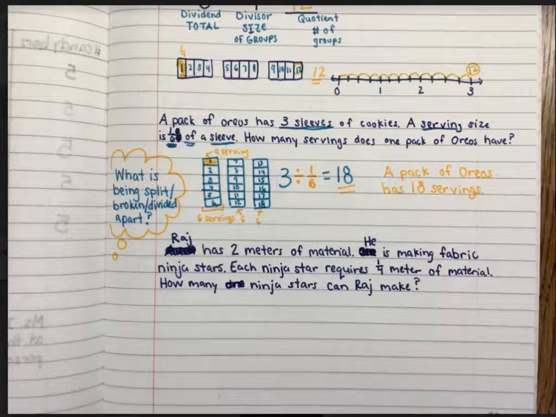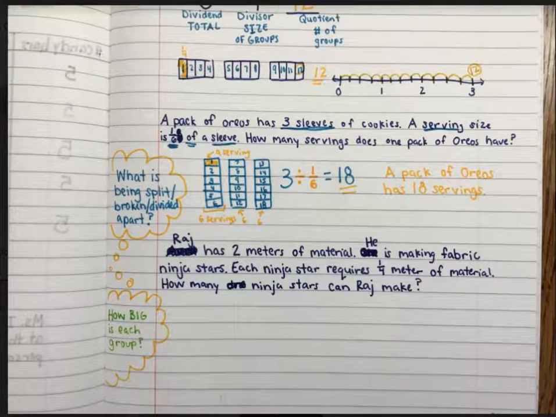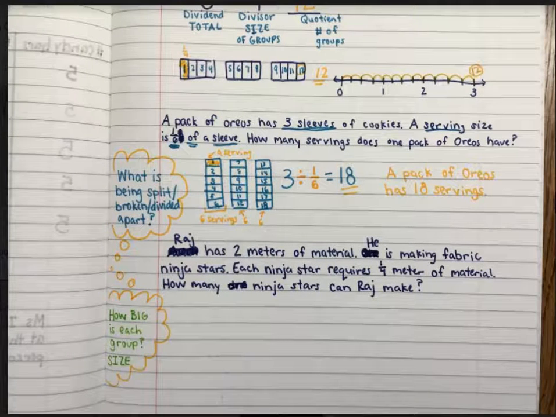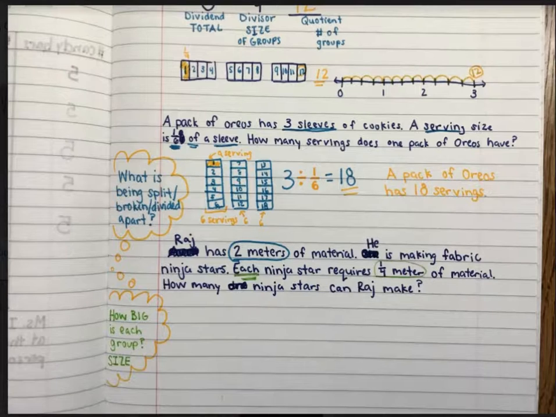So again, we want to make sure we're thinking about what is being split, broken, divided apart, but also how big is each group? And that's really thinking about the size. Okay, so we know that Raj has 2 meters of material. That's what's going to be broken apart. And we know that each of those ninja stars requires 1/4 of a meter. That's how big each group is. So what we're trying to find is how many he can make. That's our quotient, the number of groups.